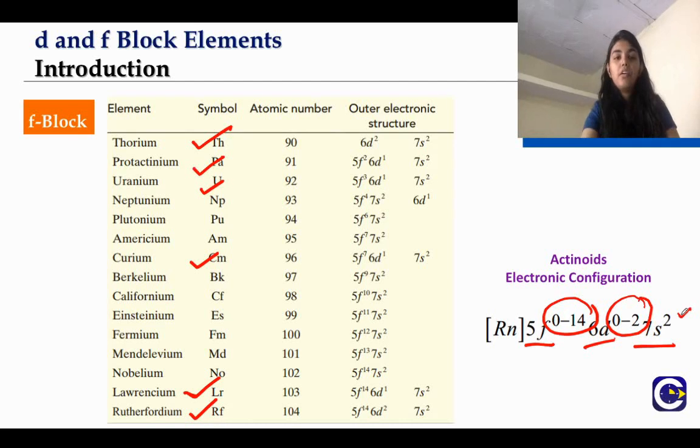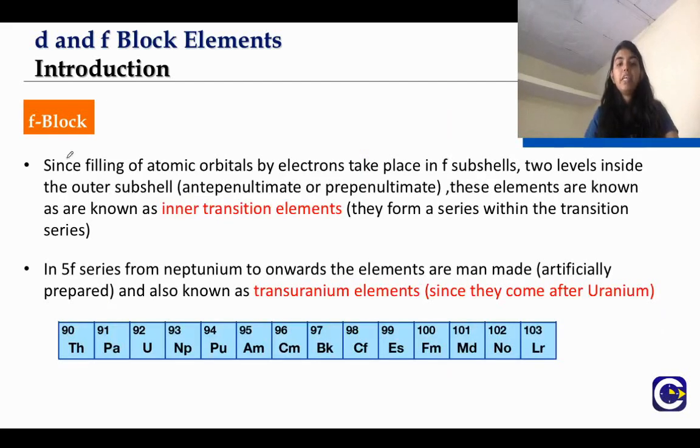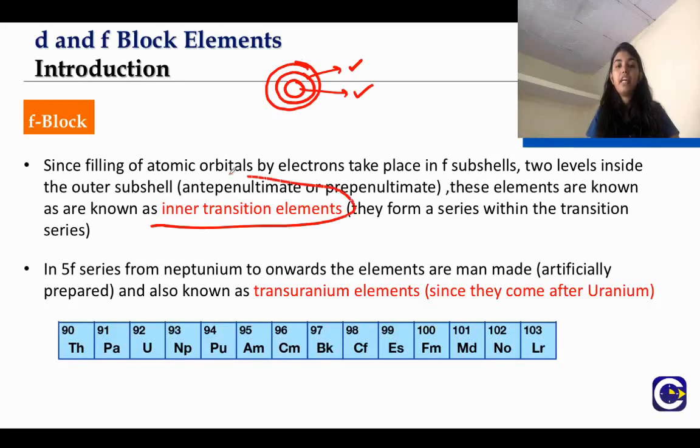So basically, in the filling of atomic orbitals, this is the valence shell, then this is the penultimate shell, and this is the anti-penultimate shell, right? When you are filling the d block elements, you are filling up the penultimate shell, and when you are filling up the f subshell, it is the anti-penultimate shell, and therefore they are known as inner transition elements, because the anti-penultimate shell being filled is inner to the penultimate and the valence shell.